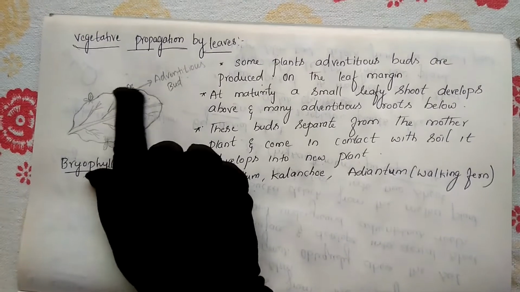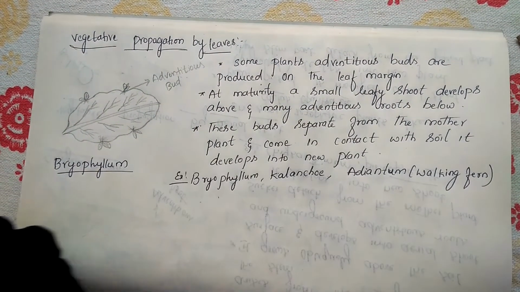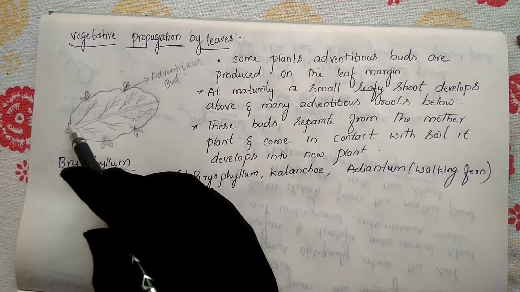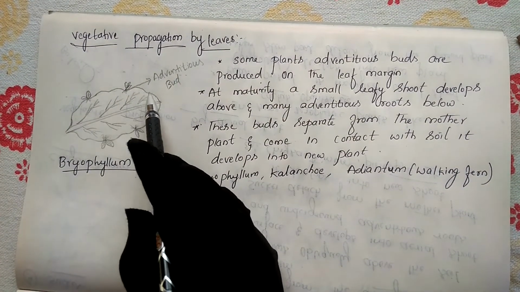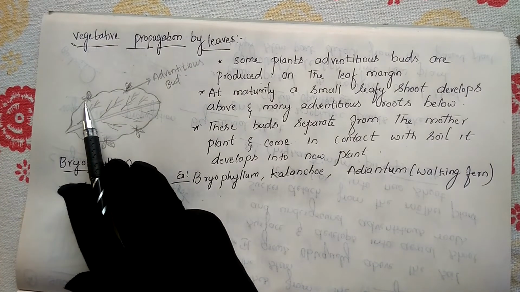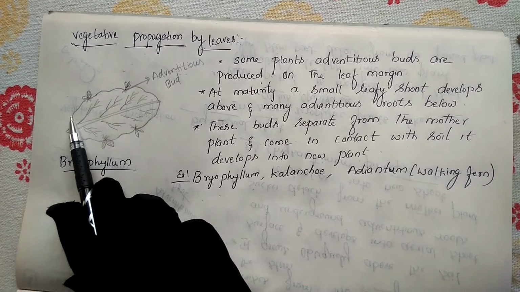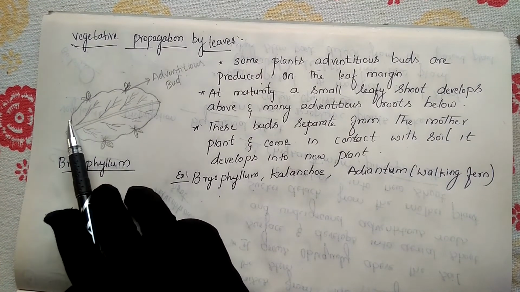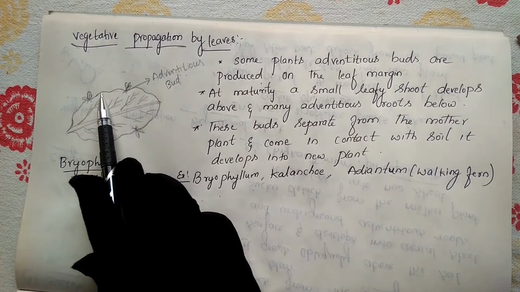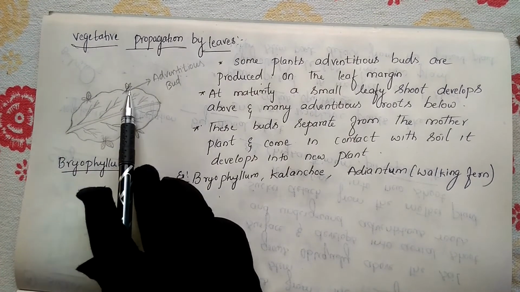This is a bryophyllum leaf which is showing adventitious buds on the leaf margin. So leaf margin means this is the leaf margin. This is a bryophyllum leaf which is producing adventitious buds. Which are the adventitious buds? These are all the adventitious buds which are produced on the leaf margin. So on this leaf margin the adventitious buds will be produced here.